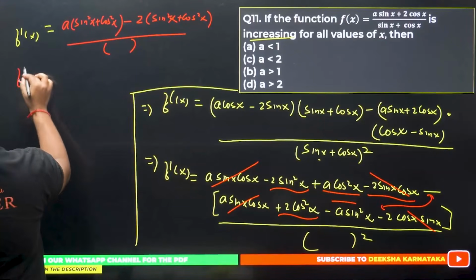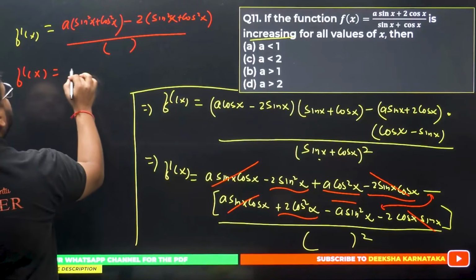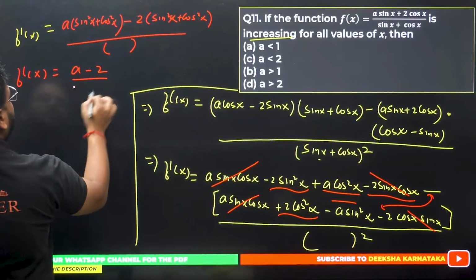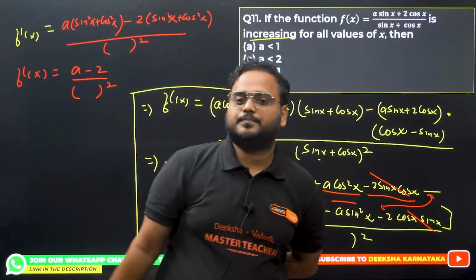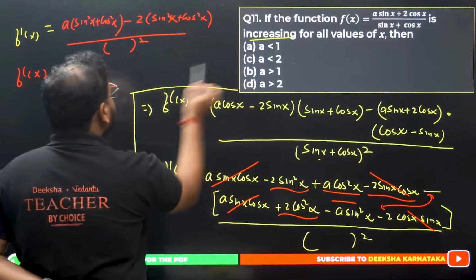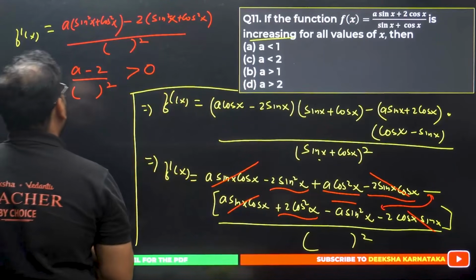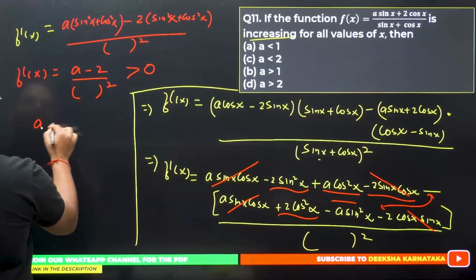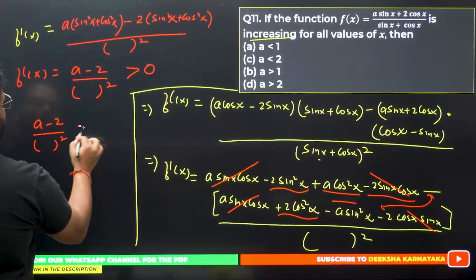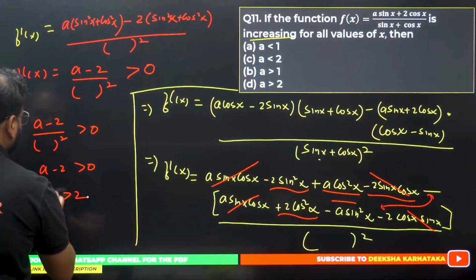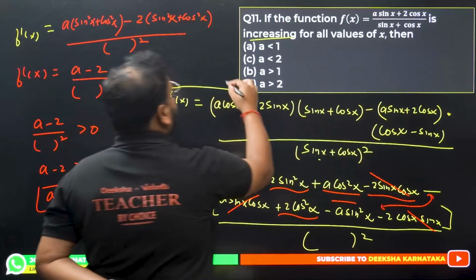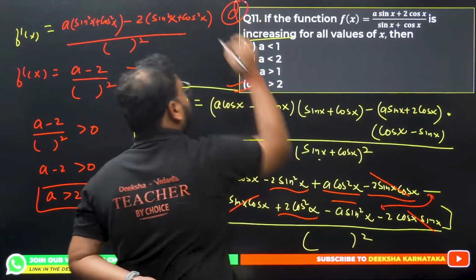Have a look. So f dash of x will become simply a minus 2 by a positive number, by a whole square over here. Please check. I'm looking for increasing, which means the derivative is more than 0. From here, a minus 2 by the whole square will be more than 0. It means a minus 2 will be more than 0. It means a is more than 2. Option is D.